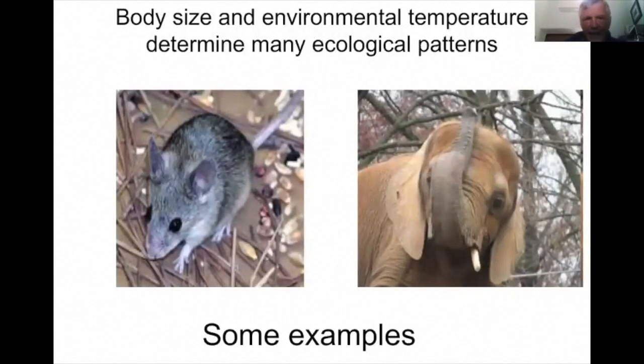Okay, body size and environmental temperature. Body size and environmental temperature have determined a lot of ecological patterns. And so I want to spend a little time talking about some of those patterns, some examples. So here are 2 extreme body mass or body size animals, a mouse and an elephant, creatures that made the mouse to elephant curve famous, all right?